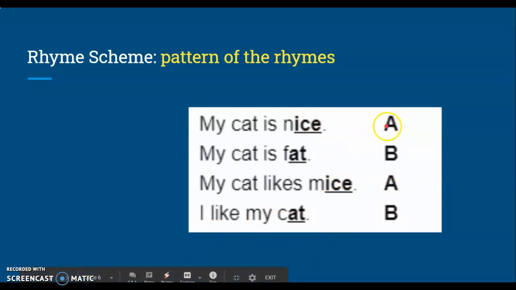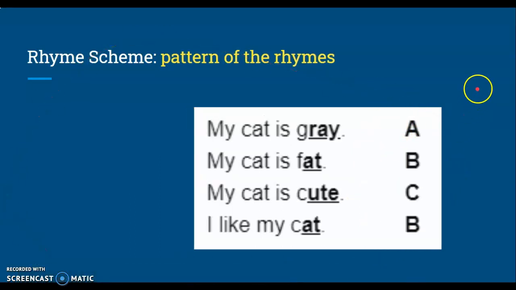So if this line is an A and this one rhymes with this one, then this line is going to be an A. Cat, fat. Well, those two rhyme. If this line's a B and it rhymes with this line, this line also has to be a B. So we have a rhyme scheme of A, B, A, B.